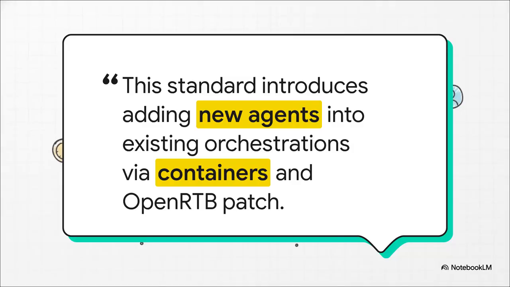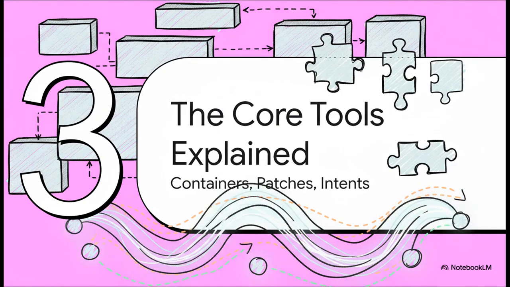So, how does this all actually work under the hood? What's the secret sauce? Well, it really comes down to two key pieces of technology, something called containers and another thing called an OpenRTB patch. Let's break down these core tools because they're really the building blocks of this whole thing. We're going to look at containers, patches, and a super important concept that ties it all together called intents.